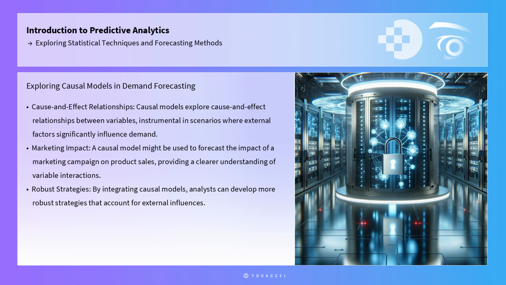Causal models, on the other hand, explore cause and effect relationships between variables. These models are instrumental in scenarios where external factors significantly influence demand. For instance, a causal model might be used to forecast the impact of a marketing campaign on product sales, providing a clearer understanding of how different variables interact and affect outcomes. By integrating causal models into their forecasting toolkit, supply chain analysts can develop more robust strategies that account for external influences.